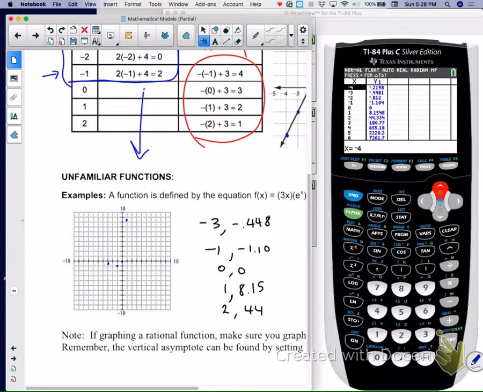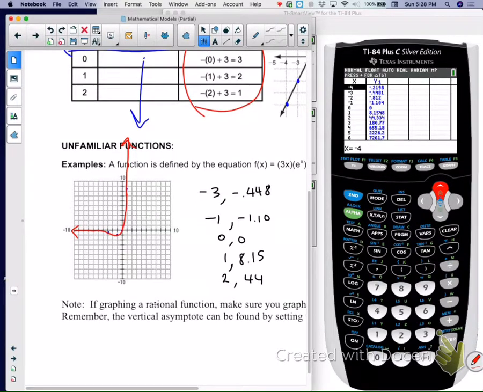So we could change the window for this, but I'm just going to go with it the way we have here. So the graph is kind of doing this, and then coming down here, and then shooting straight up.